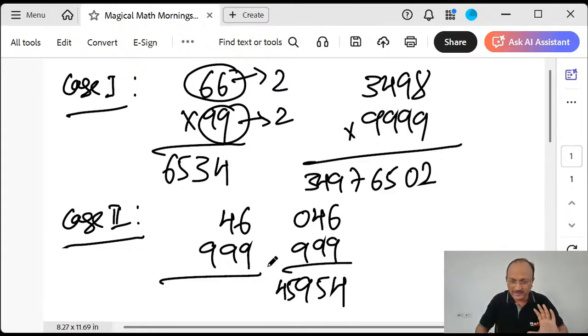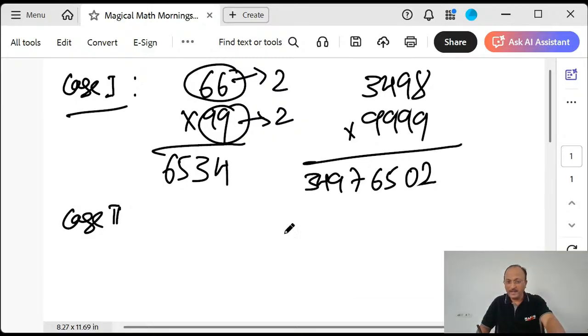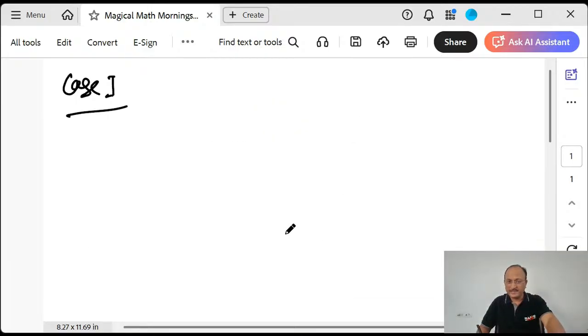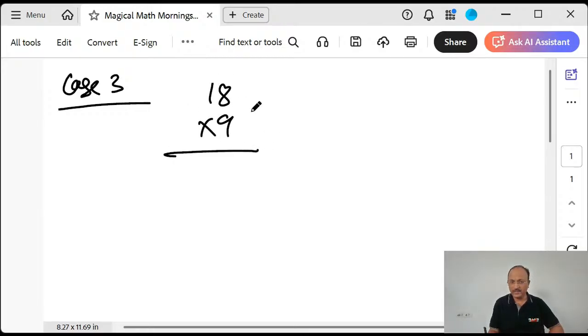And if you had practiced, some doubt should have come to your mind: will this method hold good if the digits in the multiplicand are more than the number of nines in the multiplier? That is case 3. Suppose you have 18 into 9. Here the multiplicand has 2 digits and the multiplier only one nine. How to do this? It is a little tricky and completely different. We don't do the multiplication, we just do the subtraction.